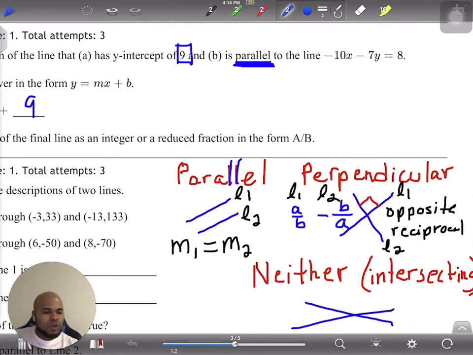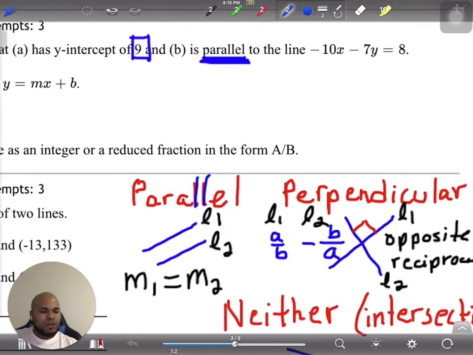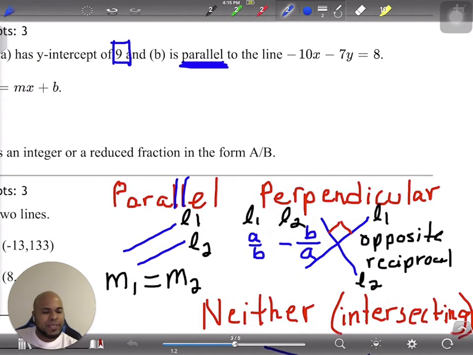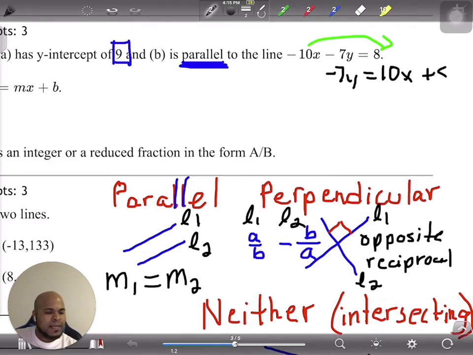So I'm going to solve this equation for y equals mx plus b. So then I'm going to move the 10x to the other side. And this is going to be negative 7y equals positive 10x plus 8. All right. And then the last step will be to divide every single term by negative 7.